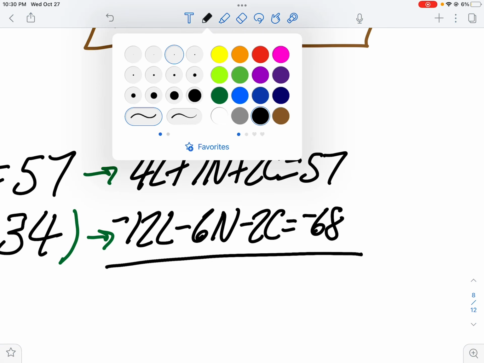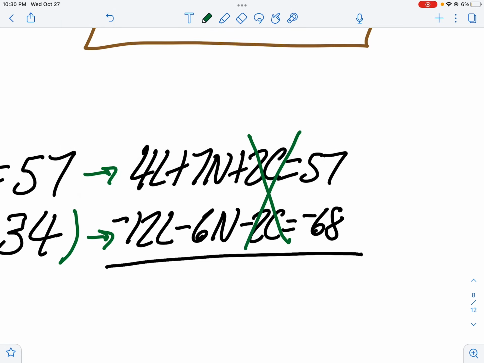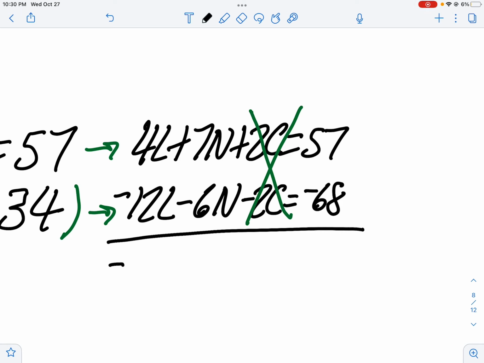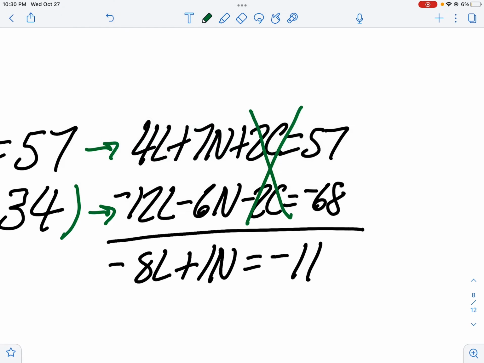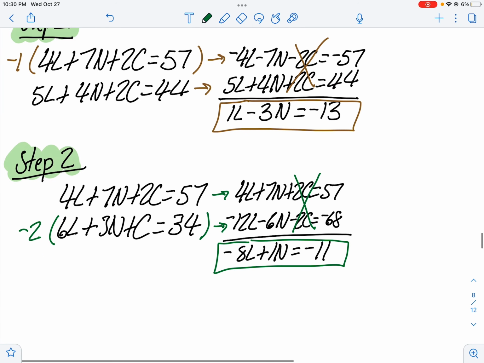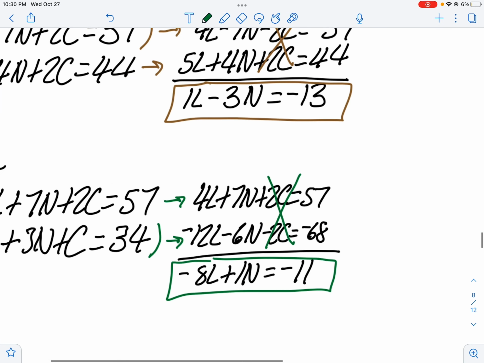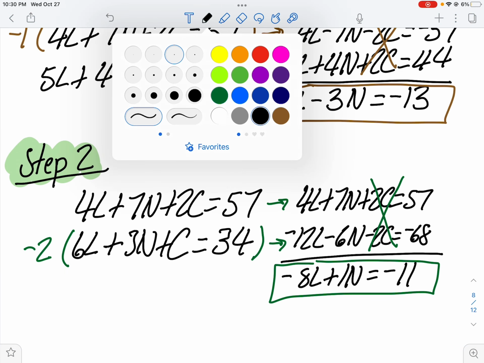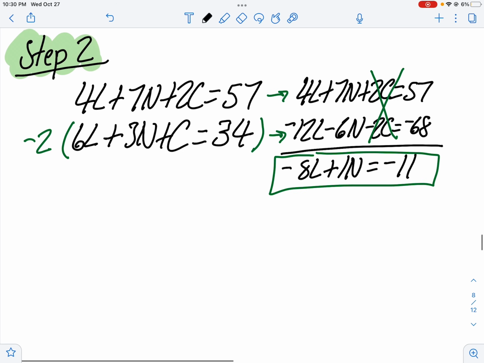So now, what cancels out here are the C's. Right? So I get -8L plus 1N is equal to negative 11. So this is my second box equation, right? Just like that. So 2 steps down, 4 to go, right?